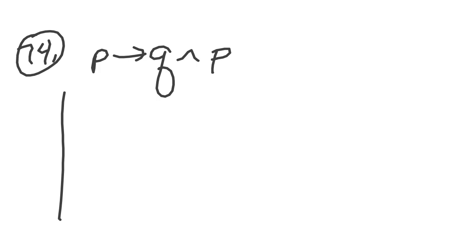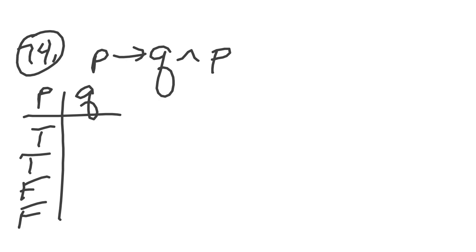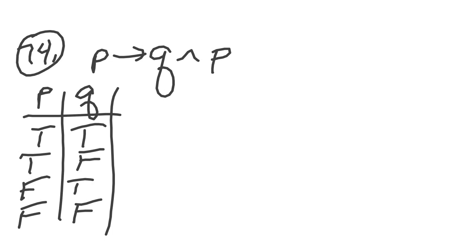All right, I'm going to start out the same way I always do. That's every possible combination of true and falses, which for P is true, true, false, false. And then for Q, I can alternate it: true, false, true, false. So that always is going to be my setup. And then the question is, what do I do next?